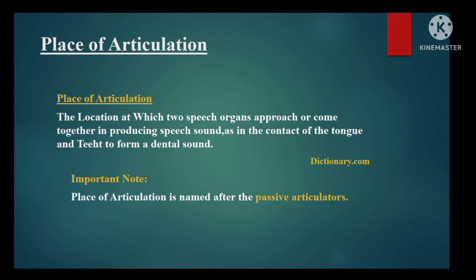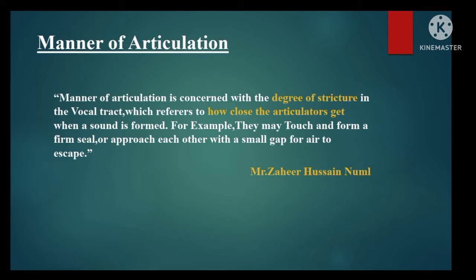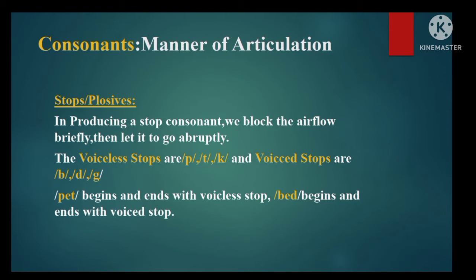Place of articulation. The location at which two speech organs approach or come together in producing speech sounds, as in the contact of the tongue and teeth to form a dental sound. Place of articulation is named after the passive articulators. Manner of articulation is concerned with the degree of stricture in the vocal tract, which refers to how close the articulator gets when a sound is formed. For example, they may touch and form a firm seal or approach each other with a small gap for air to escape. Consonant manner of articulation.